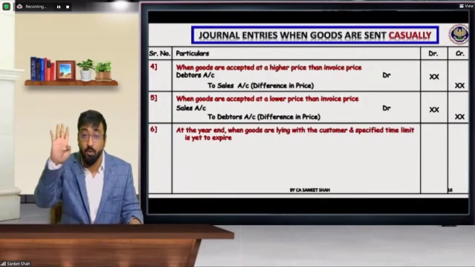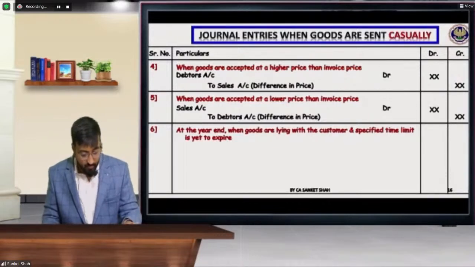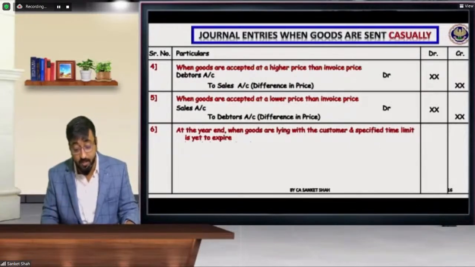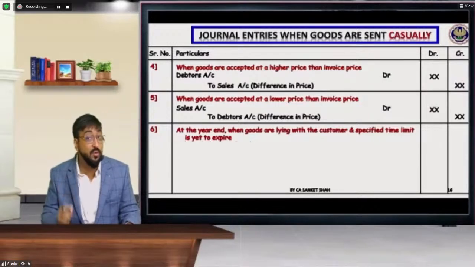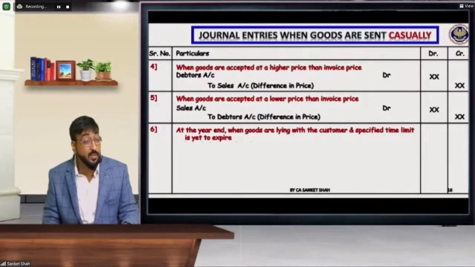I want 100% the answer to this chapter. 4 marks weightage, 4 to 8 marks. Okay, very simple. And now this is a very important point. At the year end, now you have to understand what happened. Goods are lying with customer and specified time limit is yet to expire. Sir, what is the scenario? Please explain. Read it and tell me the scenario, quickly.